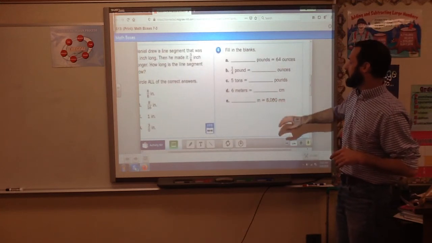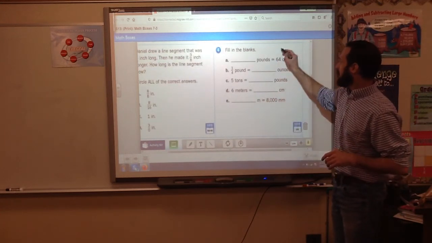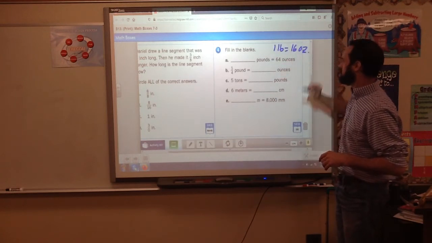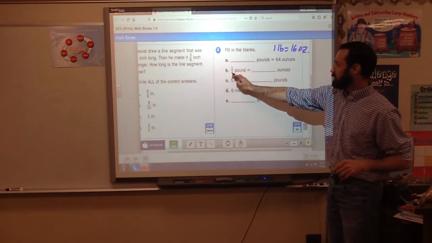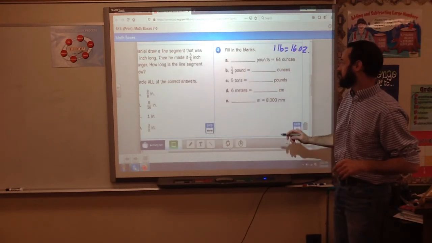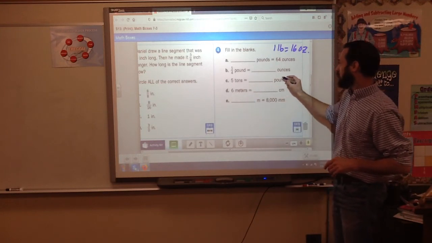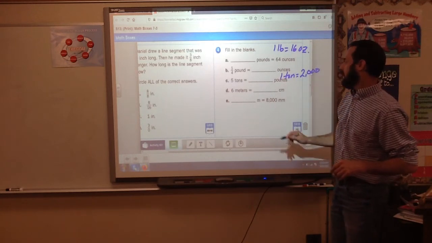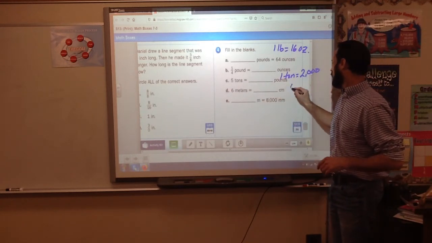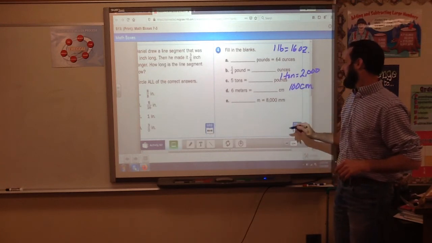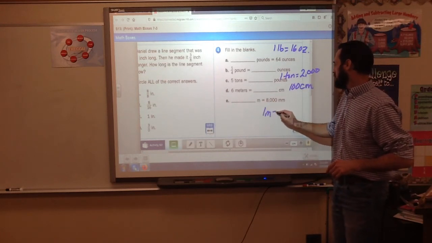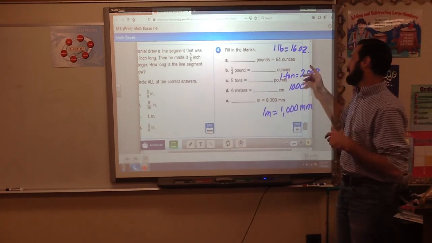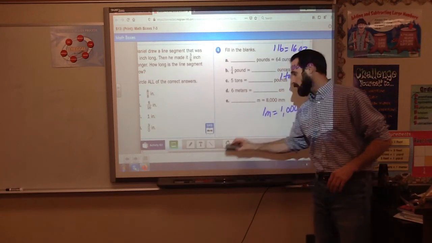In this one, things to remember. 1 pound equals 16 ounces. Okay? This would be multiplying a fraction by a whole number. 1 ton equals 2,000 pounds. 1 meter is 100 centimeters, and 1 meter equals 1,000 millimeters. So if you need to go back and pause that for your conversions, you could always do that.